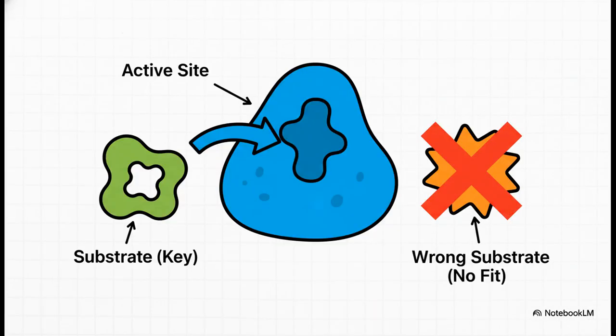And this brings us to a really cool idea called the lock and key theory. It's the perfect way to picture how this works. The enzyme's active site is like a lock, and the molecule it works on, the substrate, is the key. Simple, right? Only one specific key can open that lock.